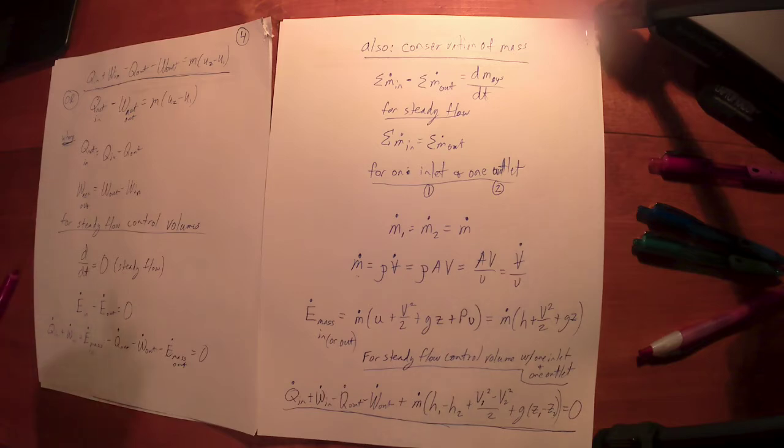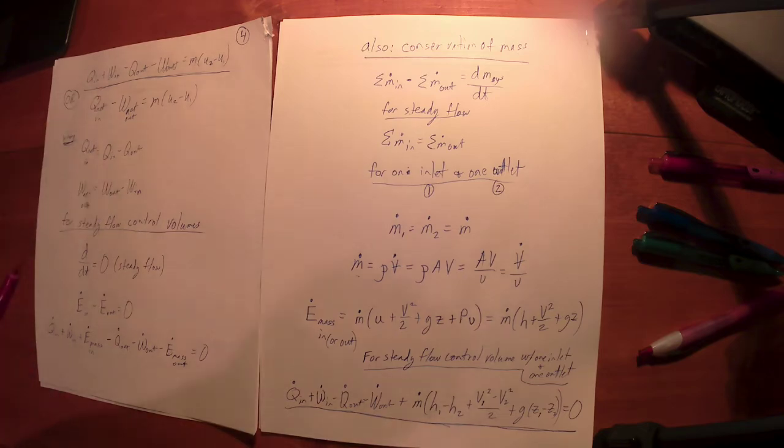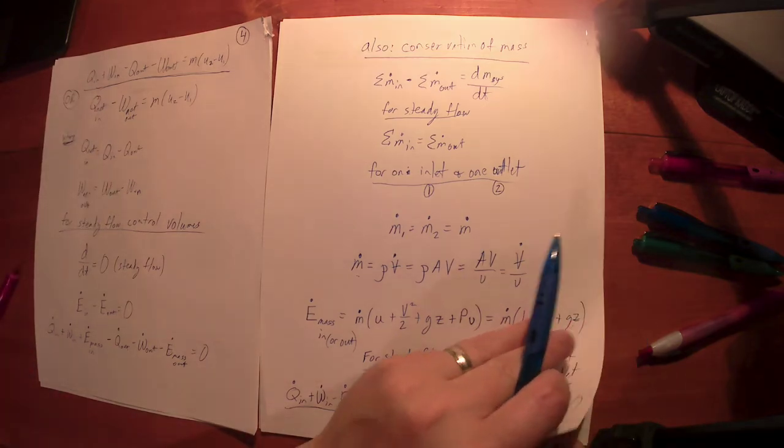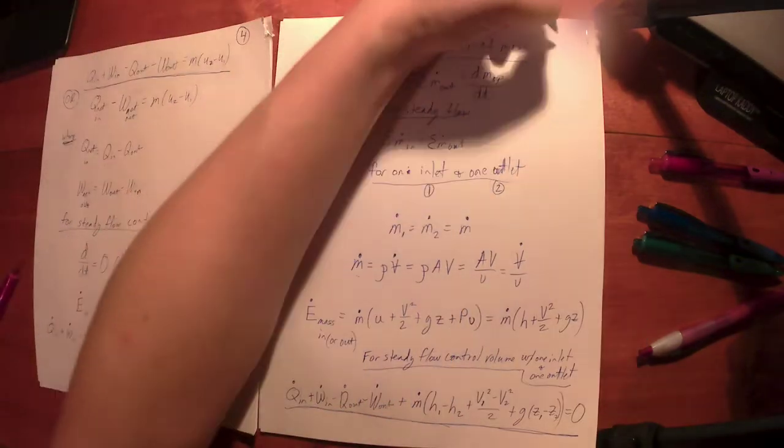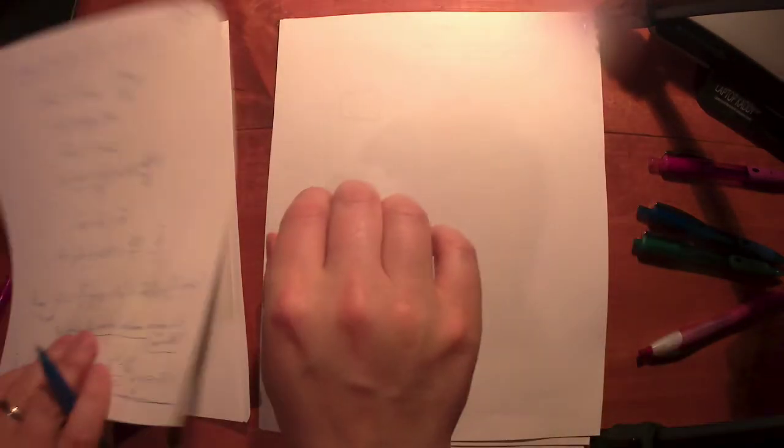And again, our goal, whether it's this one or this one, whether it's a closed system or a control volume, is to figure out which of these terms I need, which ones are important, and simplify from there. Okay. Crash course in the first law, very quickly.